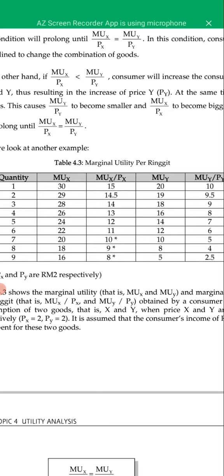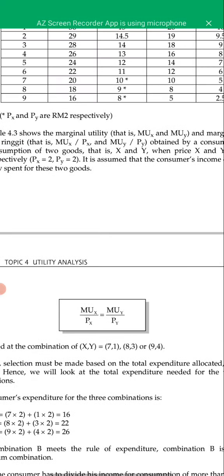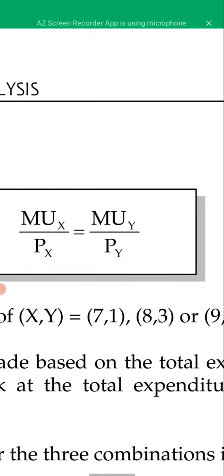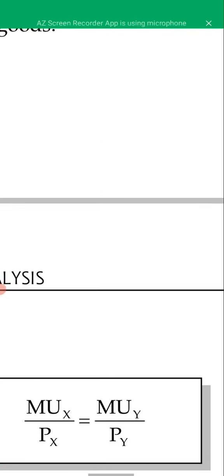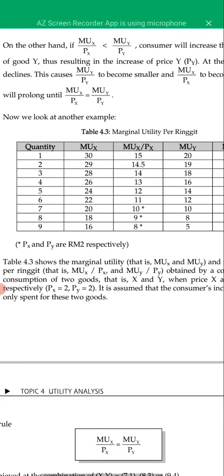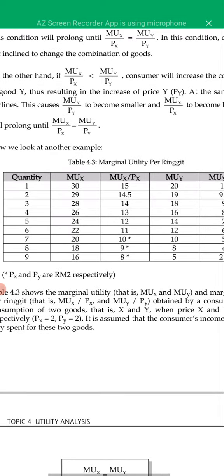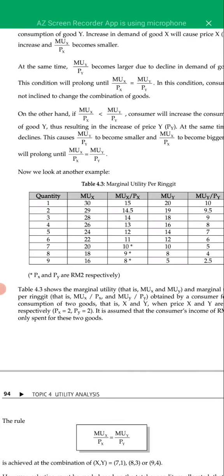So MUX, then you have MUY over PY, which is just to find this point that is here, using this formula. Now they ask you the question: which combination of X and Y would the consumer choose to maximize their utility? You have good Y and good X, but you don't have the indifference curves here. This is under the cardinal approach.